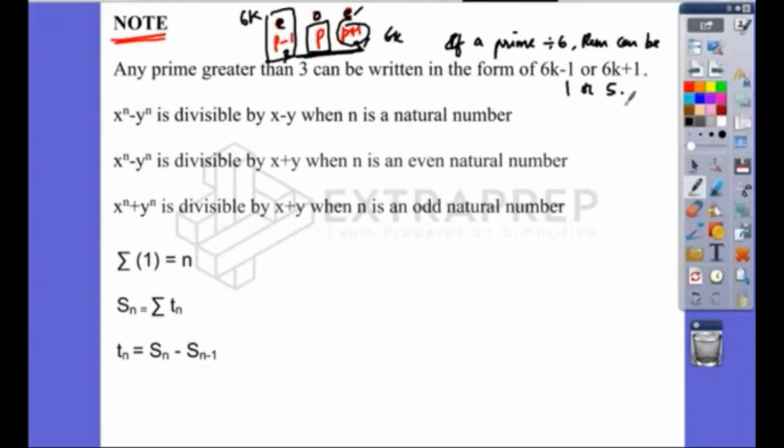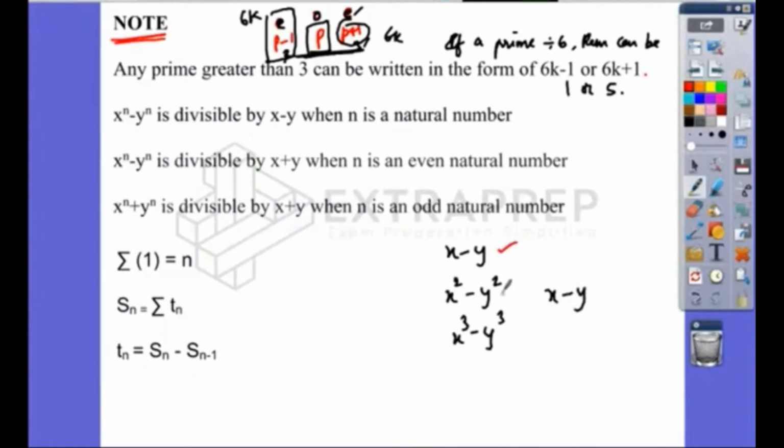Then look at the second point. x power n minus y power n is divisible by x minus y when n is a natural number. See, x minus y, x square minus y square, x cube minus y cube, x minus y.